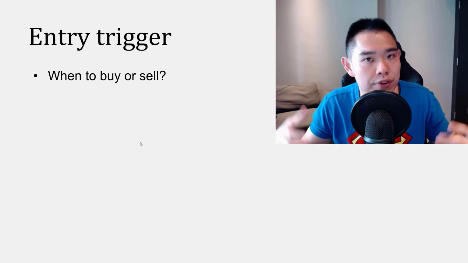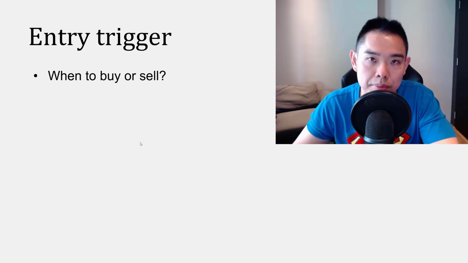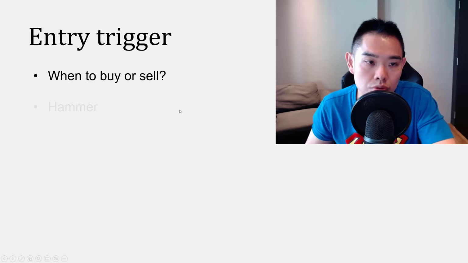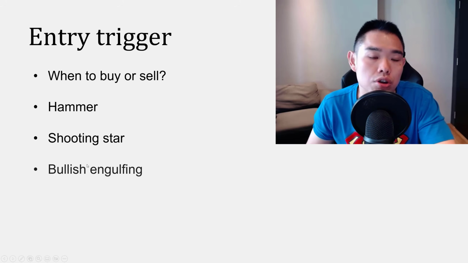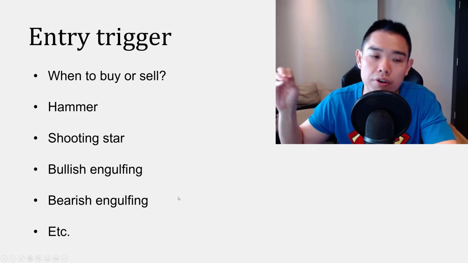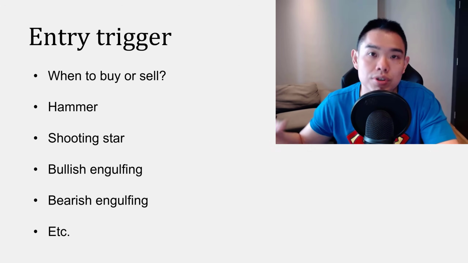So entry trigger is very simple. All the candlestick patterns that you've learned earlier, all the reversal candlestick patterns like the hammer, the shooting star, all those can be used as an entry trigger. So it could be things like your hammer, your shooting star, your bullish engulfing pattern, your bearish engulfing pattern, etc. All these are very useful patterns that can serve as an entry trigger to get you into a trade.